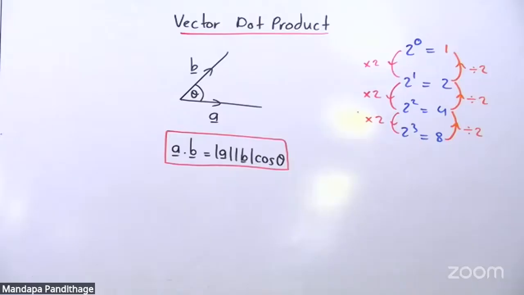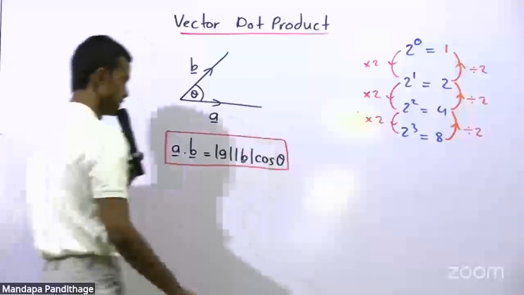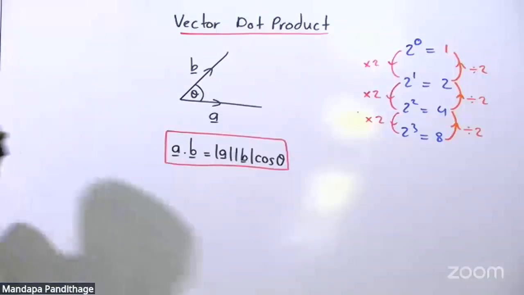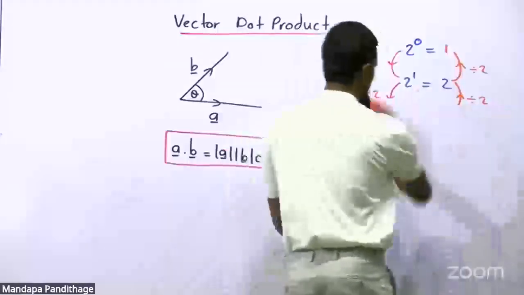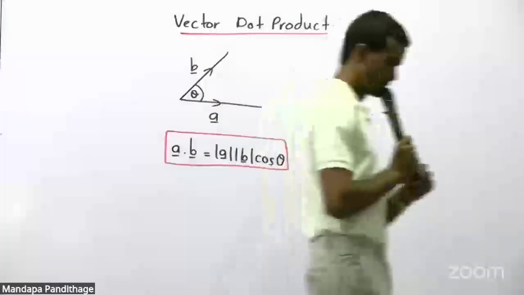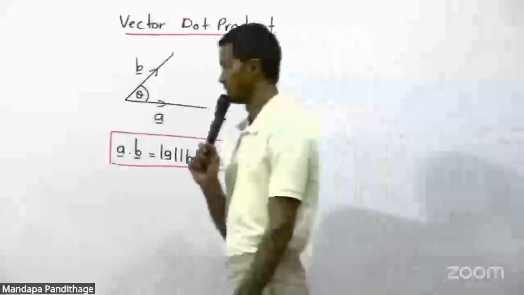Okay, then just draw this diagram and write the definition. Modulus A, modulus B, and cos theta. Okay. Then write the subtopic beyond the vector dot product. Write this.